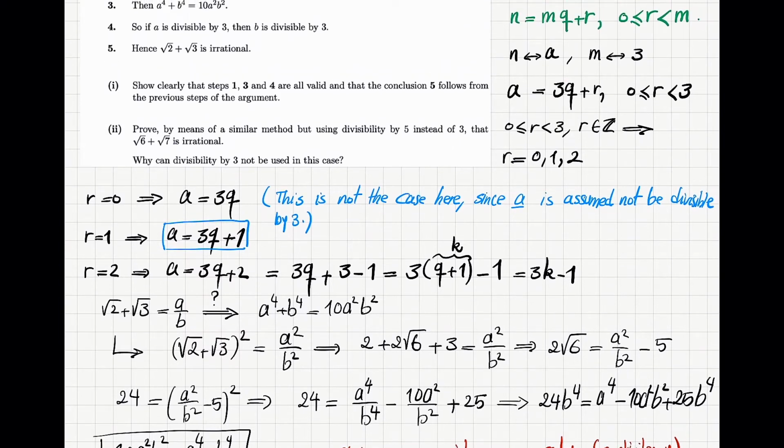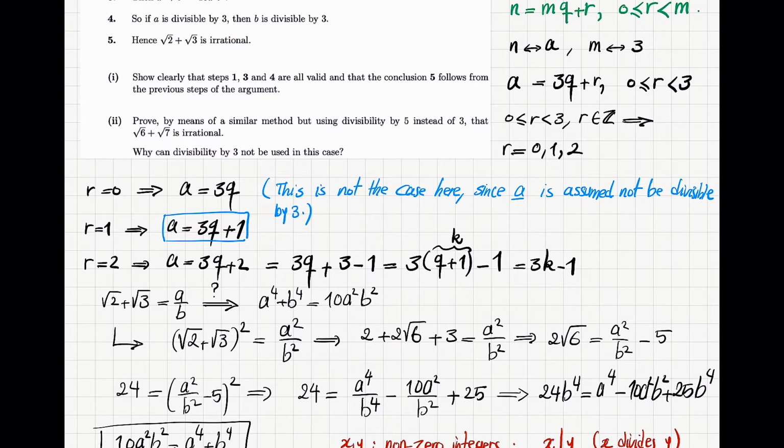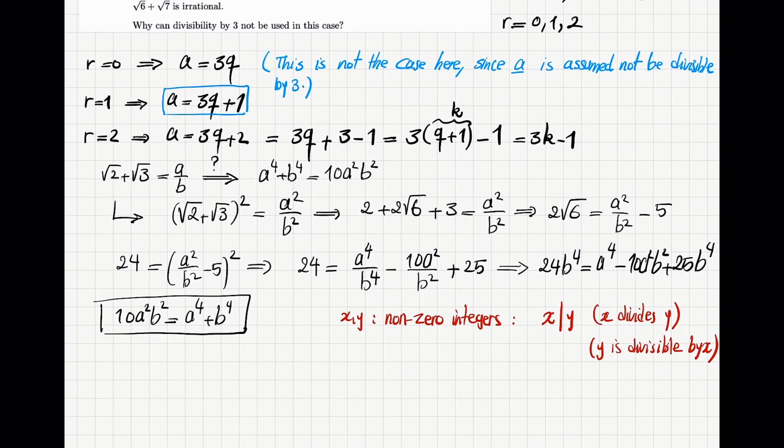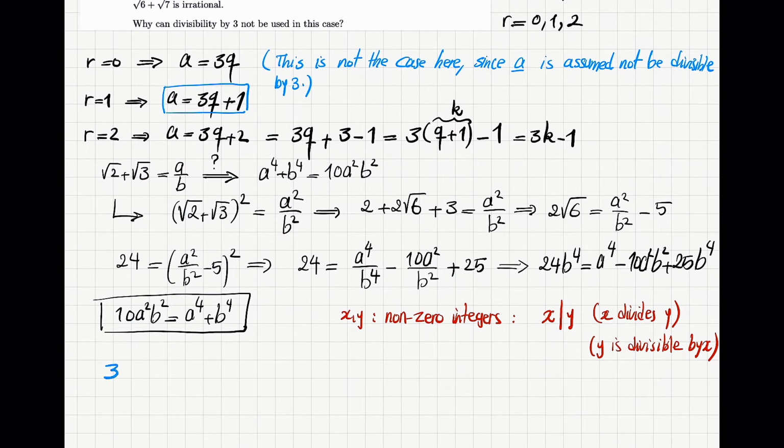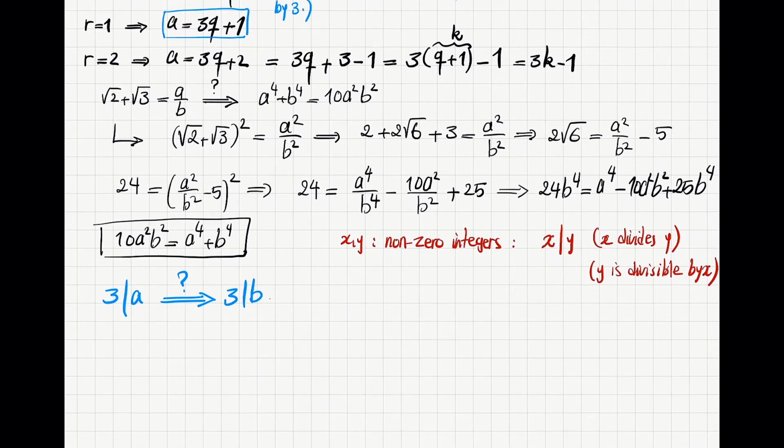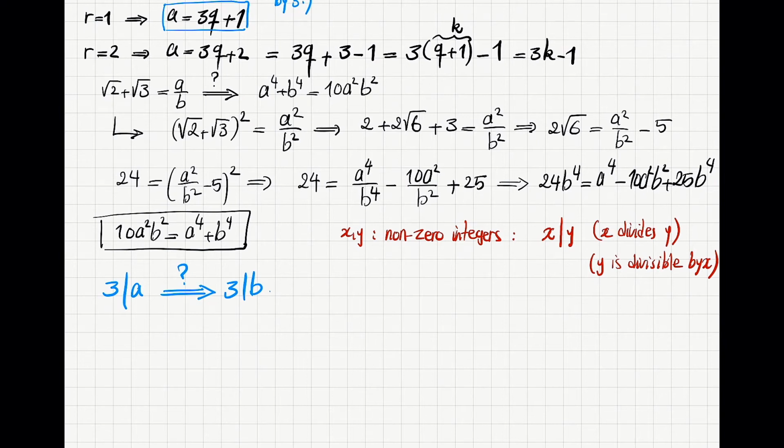Okay, now here in statement number 4, we know that A is divisible by 3. We want to prove that B is also divisible by 3. So what does it mean? It means that we know that 3 divides A. We want to prove that 3 also divides B. Yes? So how can we prove that? I want to prove this by contradiction. So I would say, assume that this is not the case, and 3 does not divide B, or B is not divisible by 3.